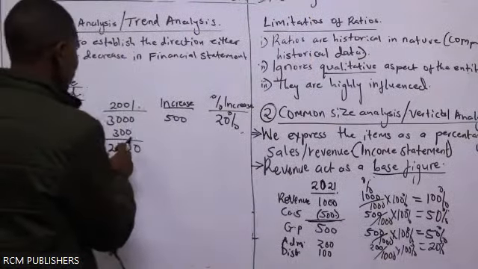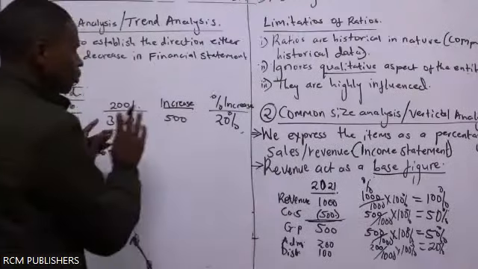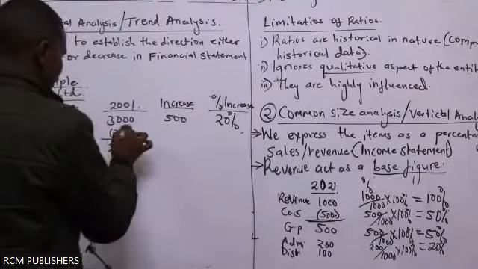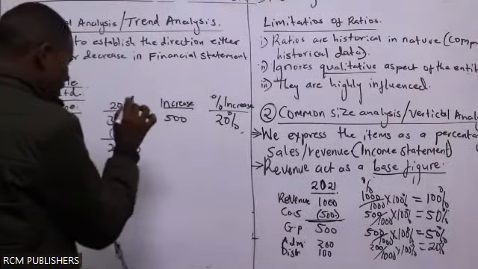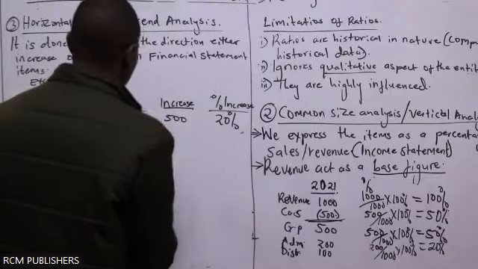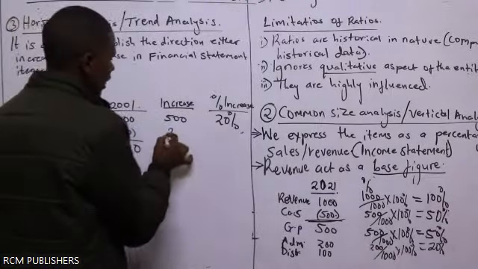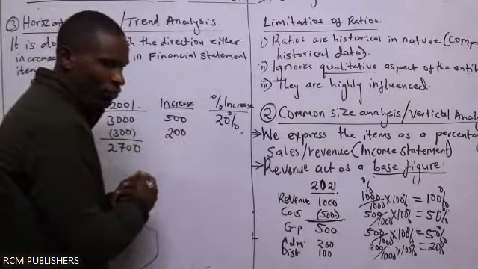500 minus 300. Irregardless, don't look at the negative. No, you look at the value. Here we are looking at the value, the item. We are looking at the value, the item. What happened to the item? There was a decrease of 200.